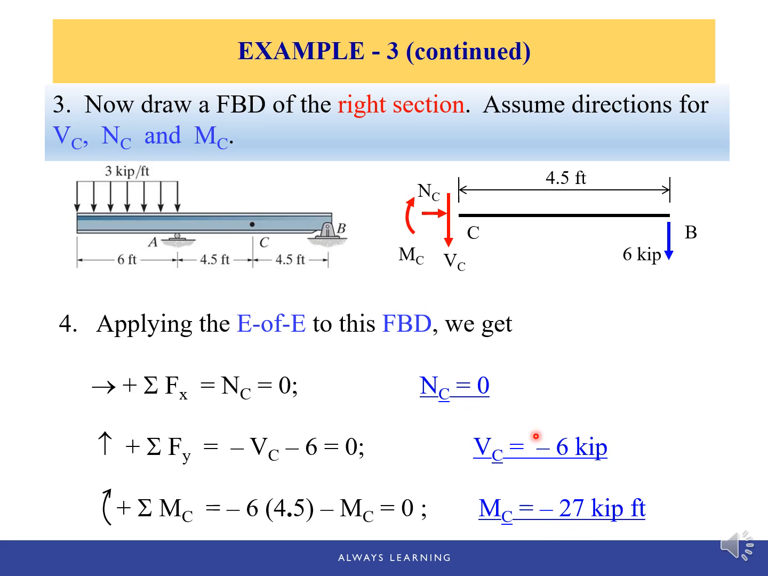So the negative sign indicates that VC acts in the opposite sense to that shown on the free body diagram. So it should be a shear force going up instead of going down. Same idea for this MC, it is bending downwards instead of upward.